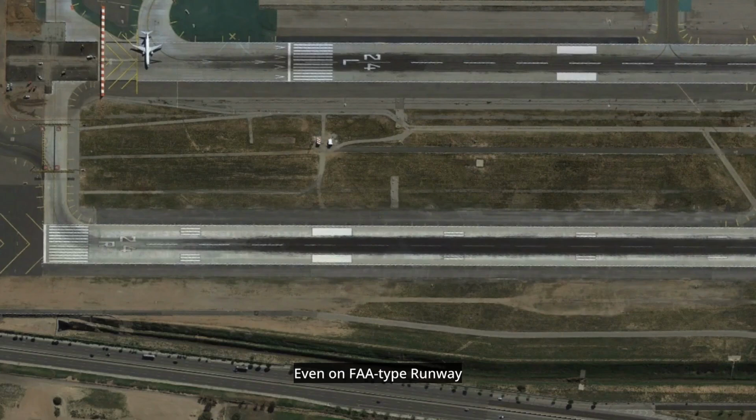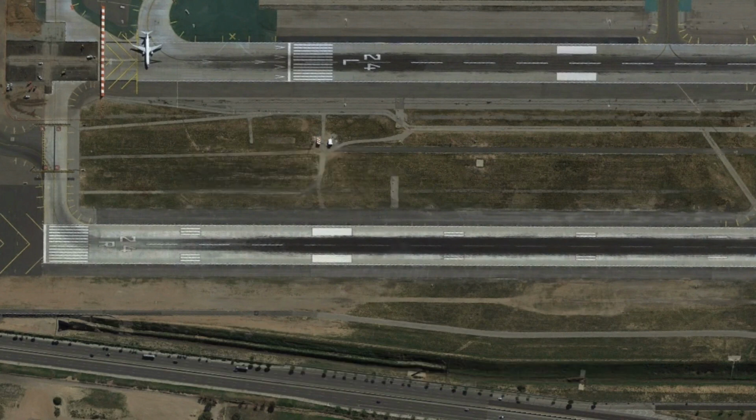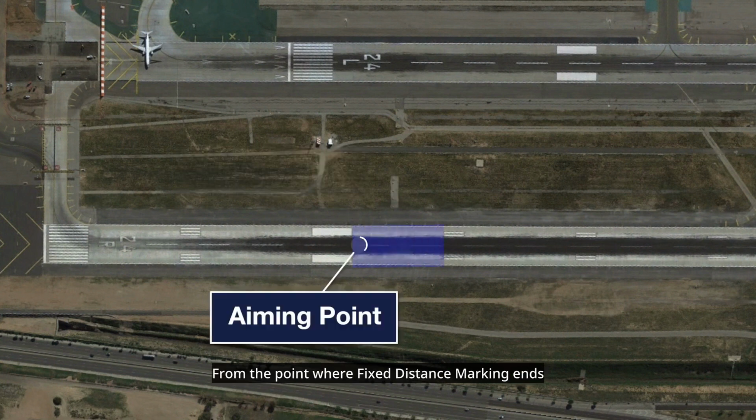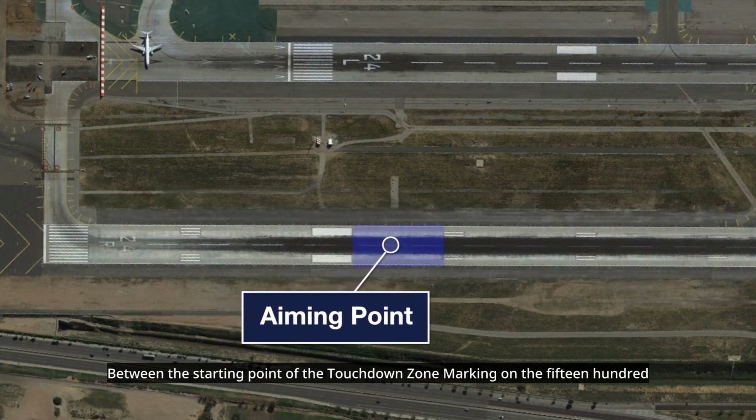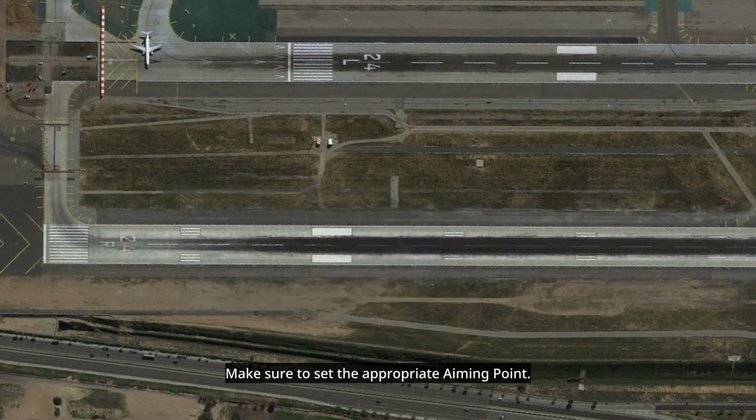Even on FAA type runway, if you have an approach light installed, you can do this by setting an extension of the approach lights as the visual aiming point. If you don't have one installed, from the point where fixed distance marking ends, between the starting point of the touchdown zone marking on the 1,500 feet, make sure to set the appropriate aiming point.